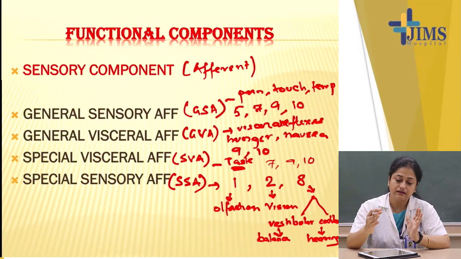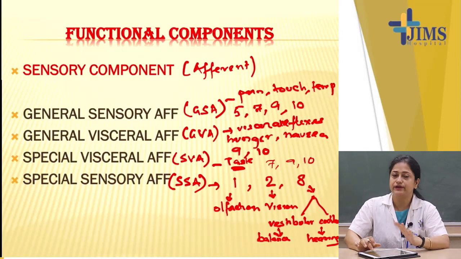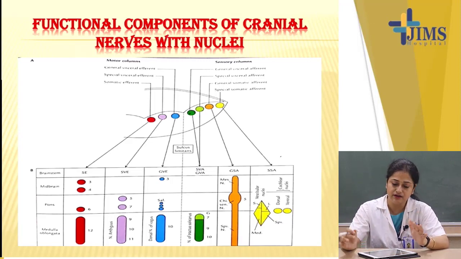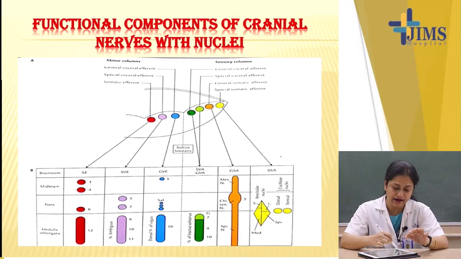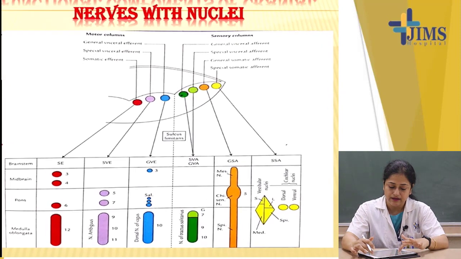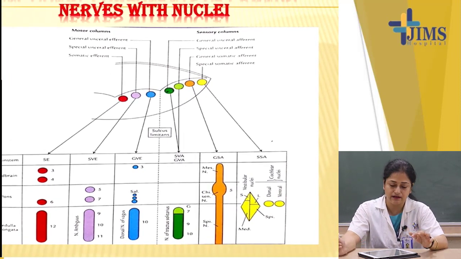Now, these functional components, which are either afferent or efferent, all have a deep origin, that is in the form of a nucleus, which is located within the central nervous system. So that we will correlate with the functional component. So this is the functional component of the cranial nerves with their nuclei. If you can practice this diagram, the lower part of the diagram, the B part, not the A part, it's not necessary, then it is possible for you to remember the functional component and the nucleus of any cranial nerve.